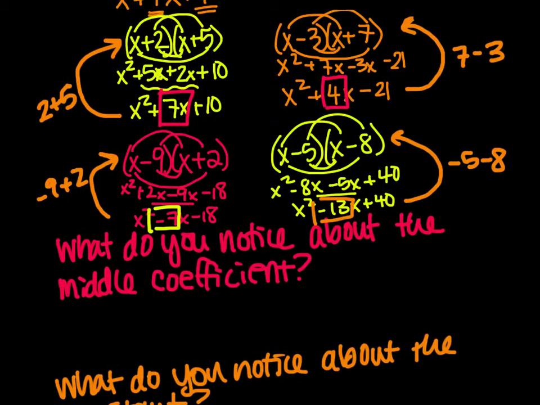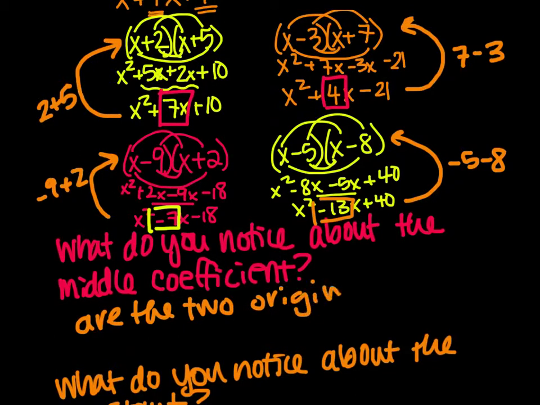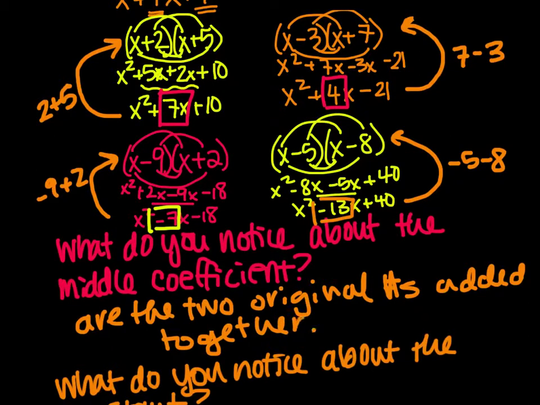So our middle coefficients are the two original numbers added together. So that's kind of neat. I like that. Original numbers. Let's make that obviously a number sign. They're the two original numbers in the factored equation. They are the two original numbers added together.